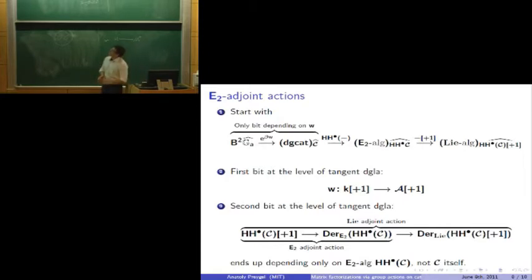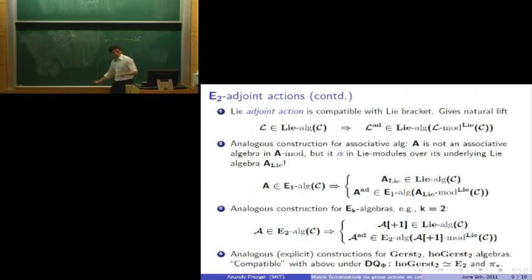So the Lie adjoint action. We know if you have a Lie algebra, it acts on itself, so it's a module over itself, but it turns out that the Lie bracket is also compatible with that. So you have a natural lift of any Lie algebra to a Lie algebra in Lie modules over itself. For an associative algebra, that's false. An associative algebra is a module over itself, but it's not an algebra in modules over itself. But you can fix that by passing to its underlying Lie algebra, by a commutator, and then it works again. So it turns out that this second thing generalizes to E_n algebras for all n.